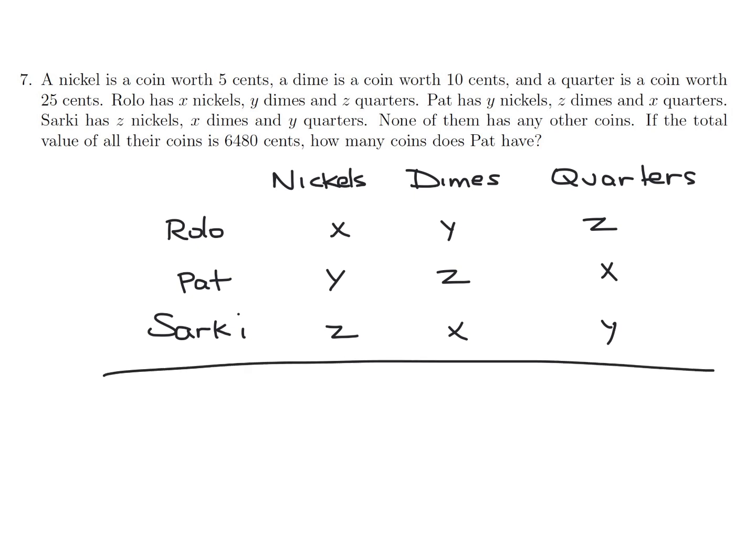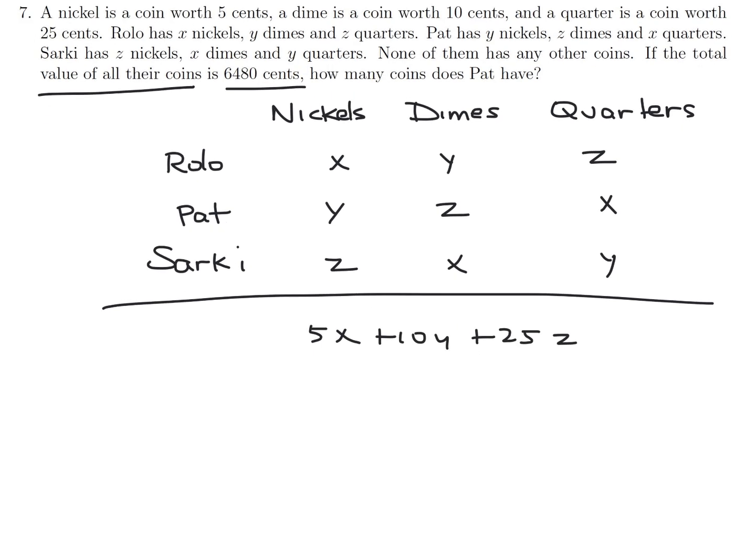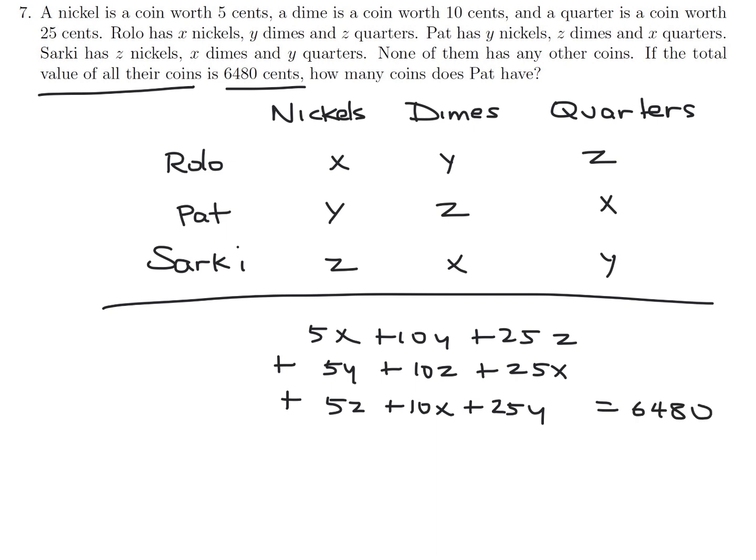So the total, which is what they're talking about, the value of all their coins, would be 5X + 10Y + 25Z + 5Y + 10Z + 25X + 5Z + 10X + 25Y, and all of that equals 6,480. So when you add these all up, you actually get 40x + 40y + 40z. And then if you divide through by 40, you just get x + y + z = 162.